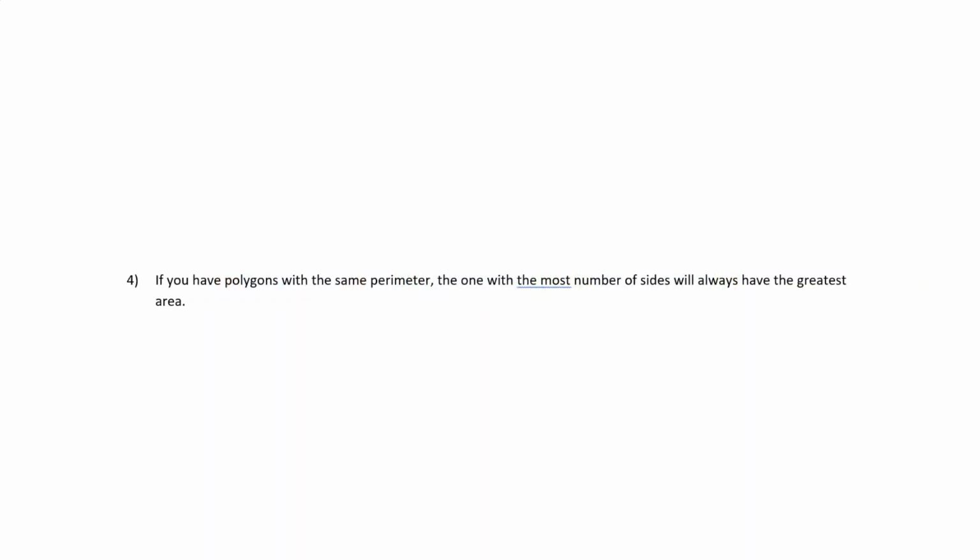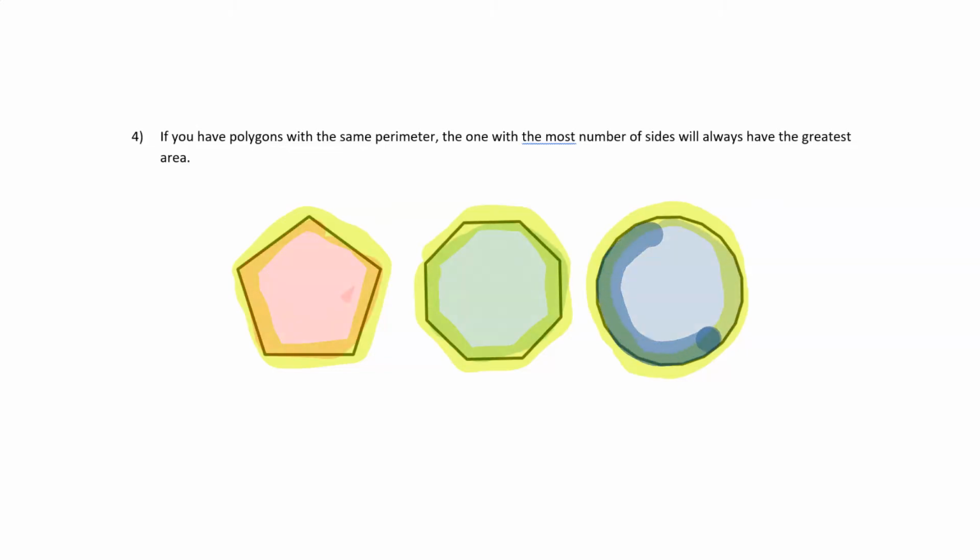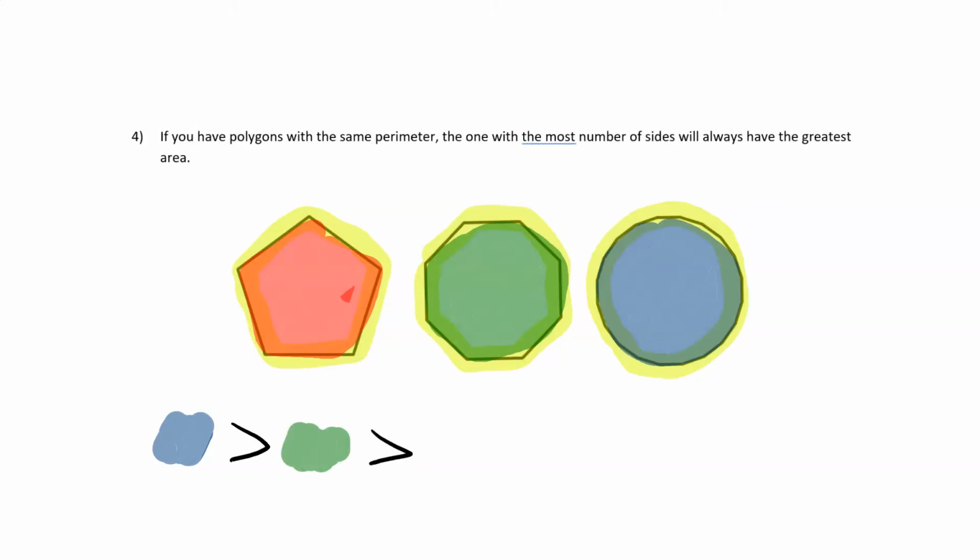If you have polygons with the same perimeter, the one with the most number of sides will always have the greatest area. This time, we're saying that the perimeter is the same on all of the polygons. And the one with the most number of sides, or the greatest number of sides, will also have the greatest area. So we're saying that blue will be greater than green, which is greater than red.